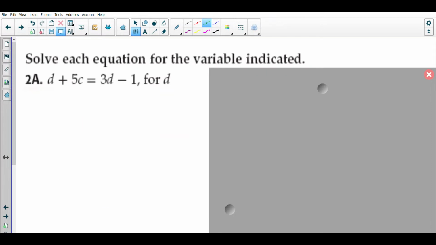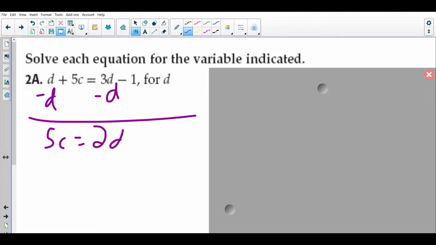So now, solve each equation for the indicated variable. Now, I have d plus 5c is equal to 3d minus 1. And we're going to solve for d. Now, look at this. We have d's and c's on both sides. So I need to move one of my d's. I'm going to decide to move the smaller of the two. I'm going to subtract d from both sides. So I have 5c is equal to 2d minus 1.